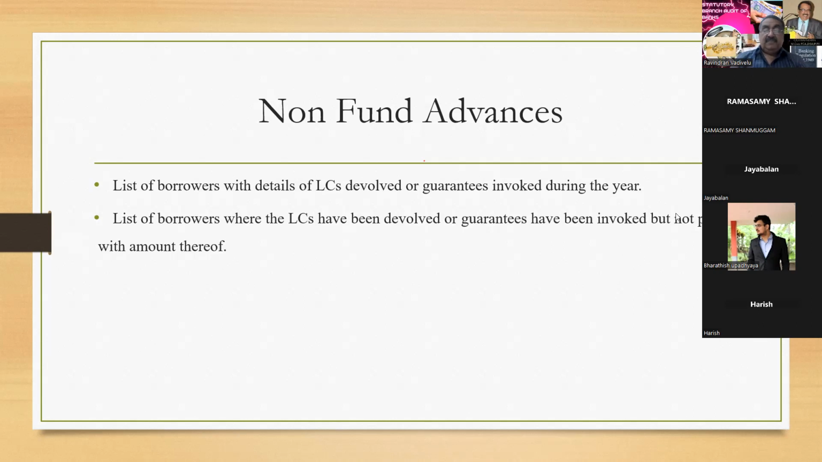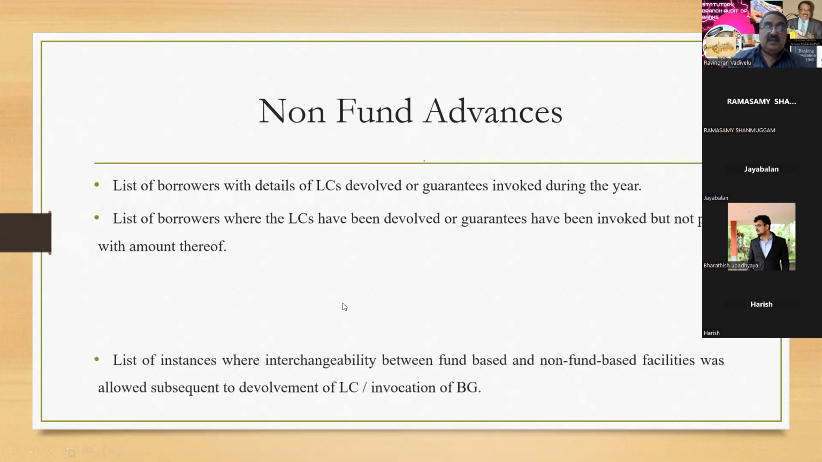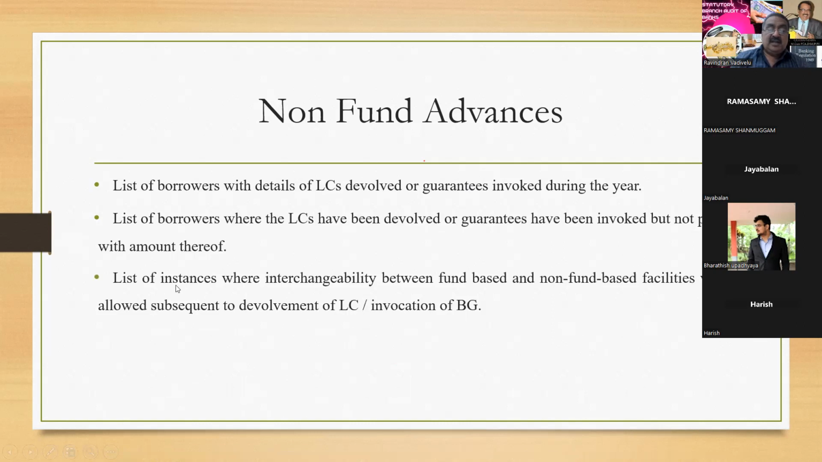And here the guarantee is devolved or invoked, but the bank has not been paid. Why has it not been paid? You have to submit the list of the borrowers for this, and a list of instances where interchangeability between funded advance and non-funded advance was allowed subsequent to development of LC.